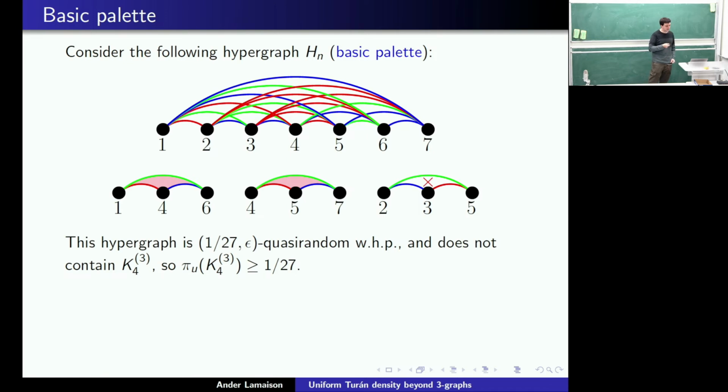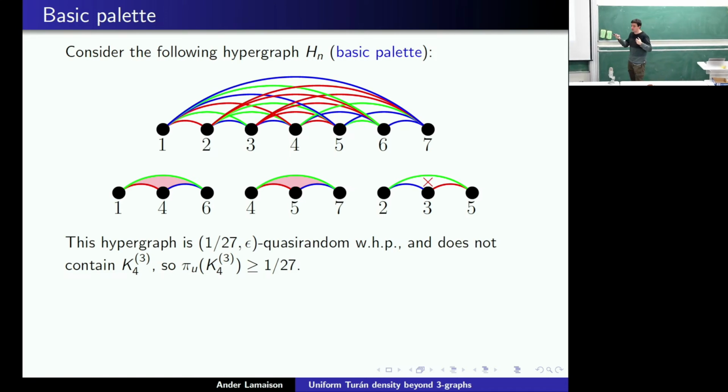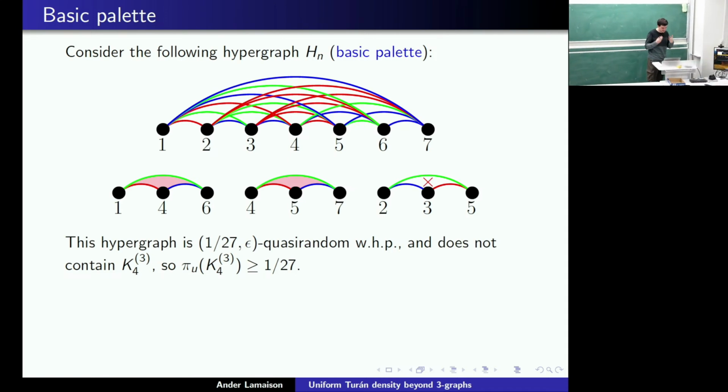And you can also check that it does not contain a complete graph on 4 vertices, because let's say that you want to see a clique on vertices 1, 2, 3, and 4. Then the pair 2, 3, because it's contained in the edge 1, 2, 3, should be blue, but because it's contained in the edge 2, 3, 4, it should be red. That means that for the complete graph on 4 vertices, the uniform Turán density is at least 1/27. It's in fact much larger, but that's a simple example of why it's not always 0.